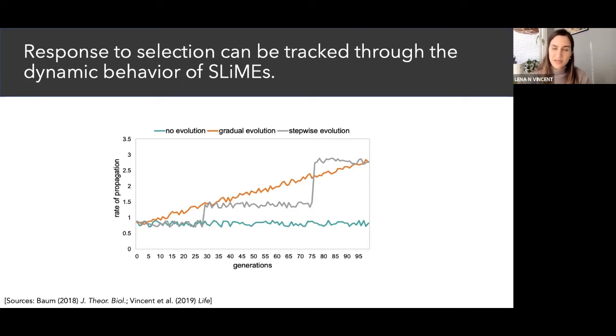The basic principle instead relies on detecting changes in proxy traits that arise in response to the selection procedure over time. So here's a figure showing hypothetical data to try to show how changes in a proxy trait that is related to self-propagation could change over time and reflect evidence of evolution. So this could manifest in a few ways. So we could have stepwise evolution in which the proxy trait and rate of propagation changes abruptly and is then maintained over subsequent generations.